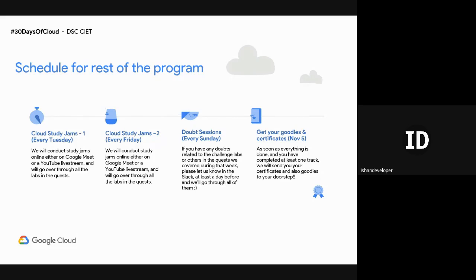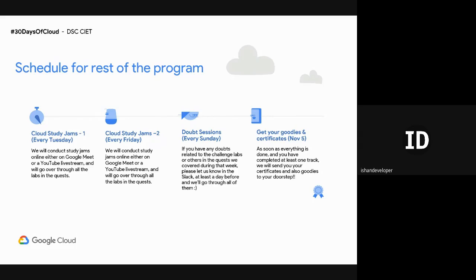And once we reach November 5th, the program will end. And if you have completed at least one or 2 tracks, like if you are eligible for the swag, we will ask the Google Cloud team to ship the certificates and goodies to your doorstep. We will also share a form to update your address in case you wrote the wrong address or something.